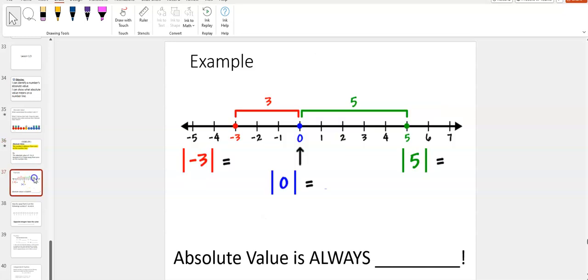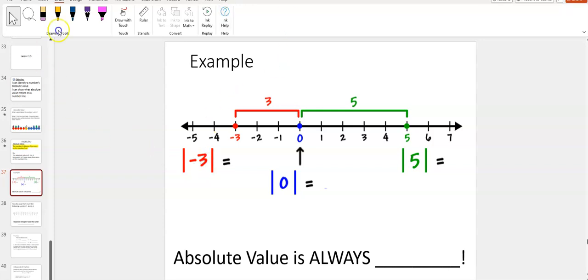Here are some more examples. So here we have a number line. You have this in your notes as well. We have 0, we have 3, -3, and we have 5. So if I count the absolute value of -3, I get 3 because -3 is 3 hops from 0.